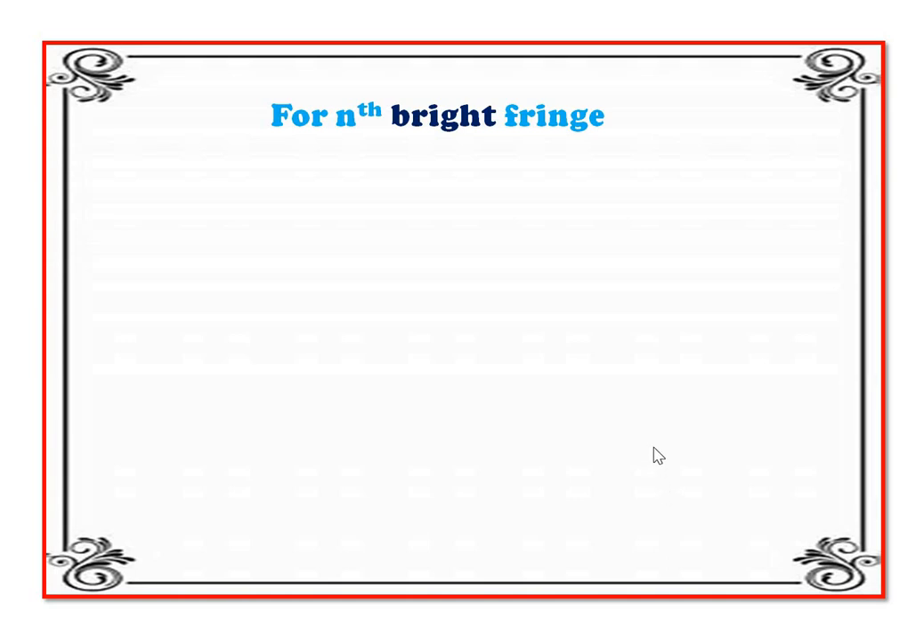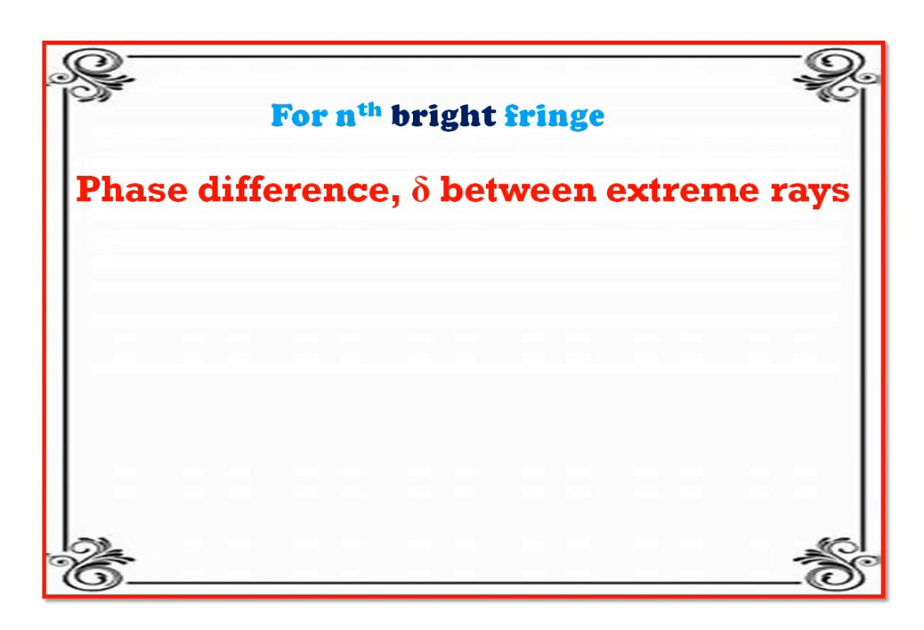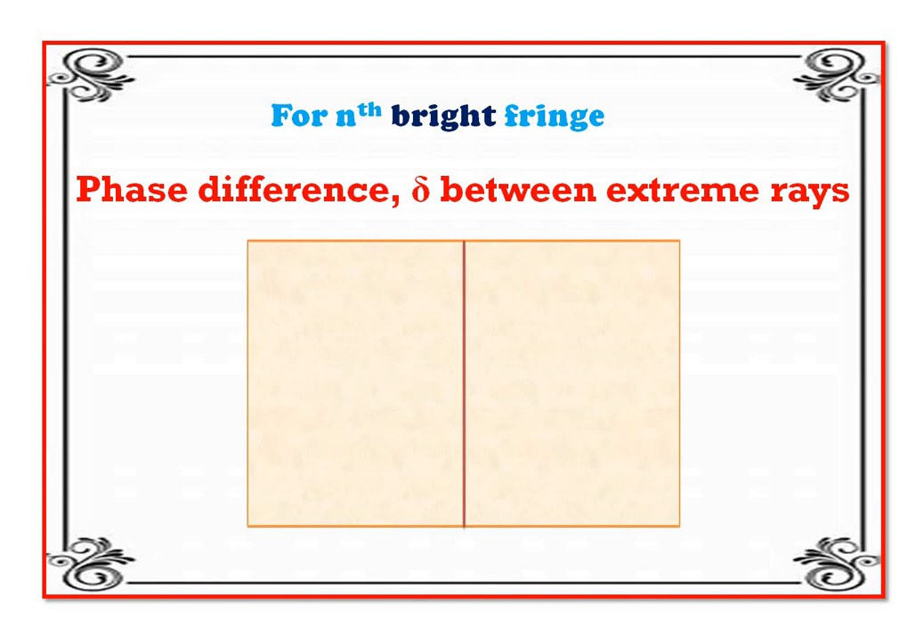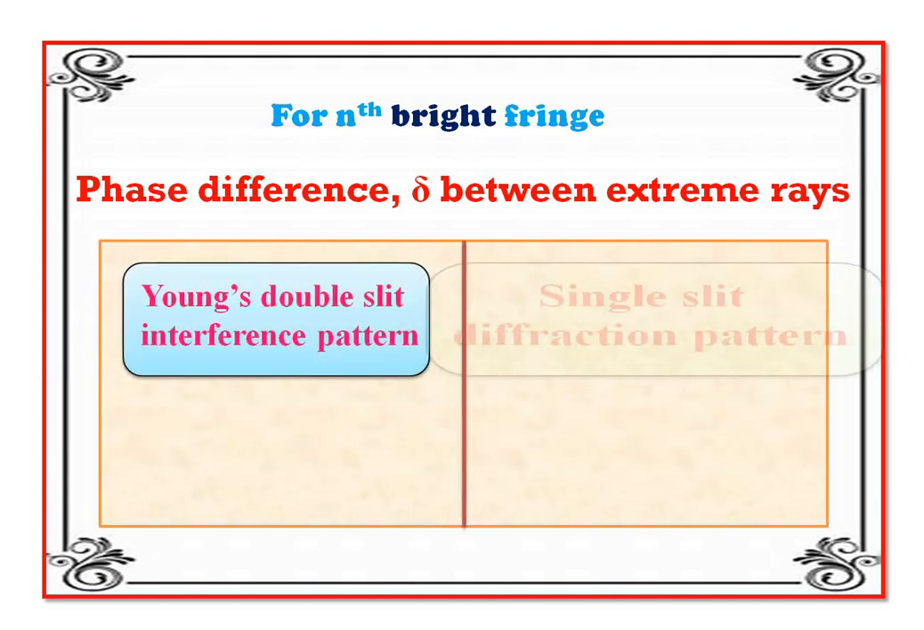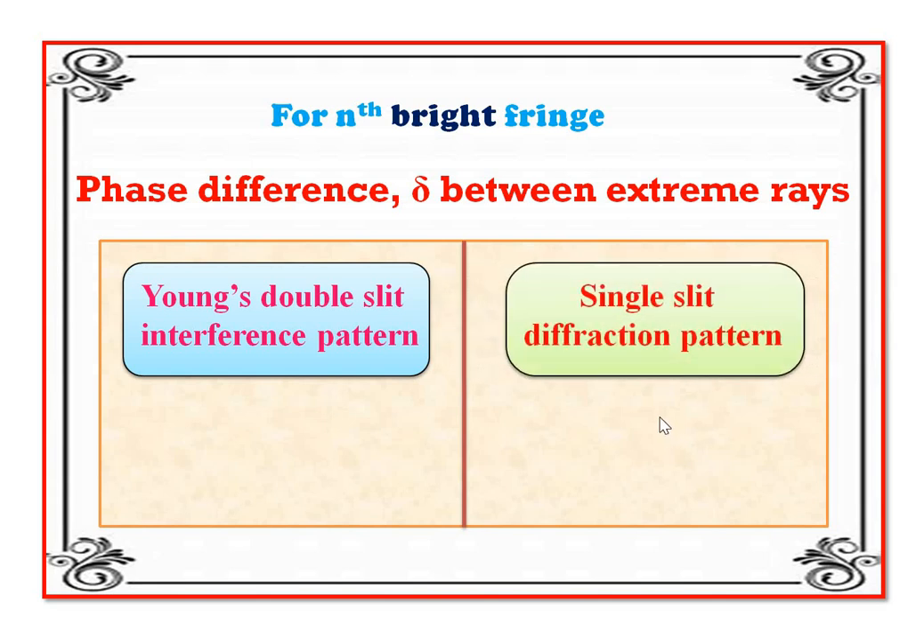Let's see for the nth bright fringe. The first quantity we discuss is the phase difference delta between the extreme rays. In Young's double slit interference pattern, the formula is n times 2 pi, that means even multiples of pi. In single slit diffraction pattern, the formula becomes n plus 1/2 times 2 pi, that means odd multiples of pi.